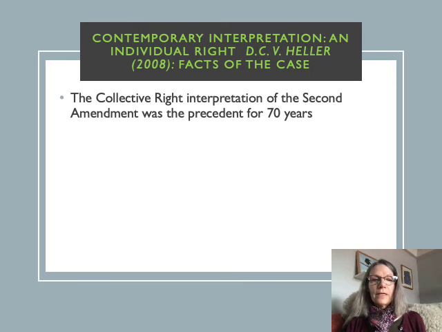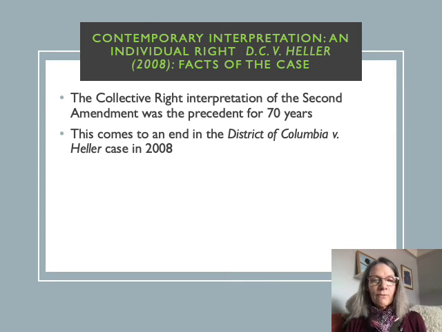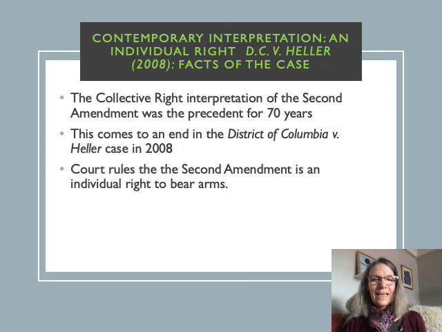So the collective rights interpretation of the Second Amendment was the precedent for 70 years in the United States. The Supreme Court broadly defined the Second Amendment as an amendment having to do with the state's ability to raise a militia. And that was what was in force for about 70 years. This all comes to an end in the landmark case, District of Columbia v. Heller in 2008. In that case, the court rules that the Second Amendment is an individual right to bear arms. And that's where we are today.